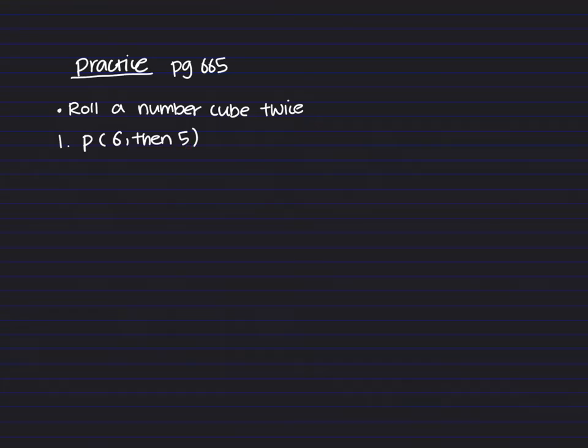The probability of rolling a 6 from the first number cube is going to be 1 out of 6 because you only have 1 six on the number cube. And then you're going to multiply with the probability of rolling a 5, which is also going to be 1 out of 6 chances. So when you multiply these two numbers, your probability of rolling a 6 and then a 5 is going to be 1 out of 36.